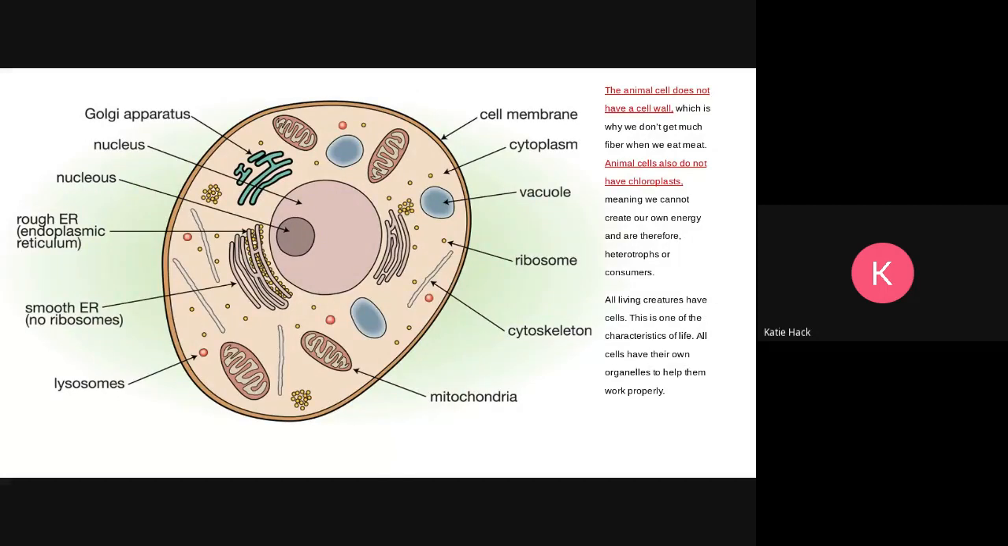And that is true, which is why we don't get much fiber when we eat meat. We need to eat plants for fiber. Now, animal cells also do not have chloroplasts. This is a question as well.